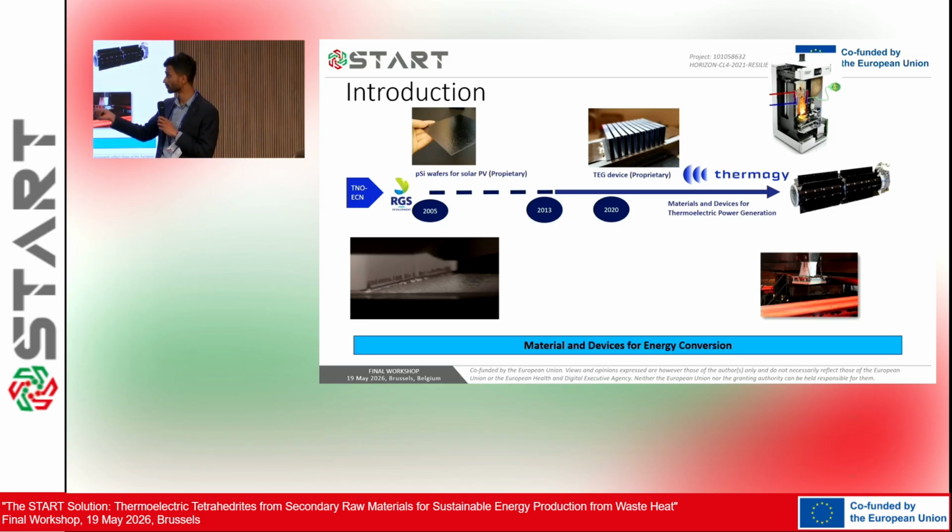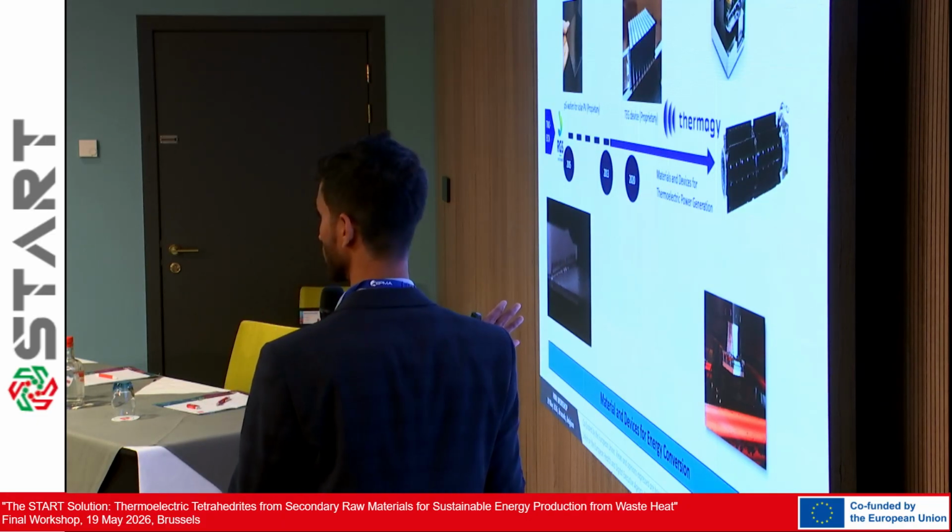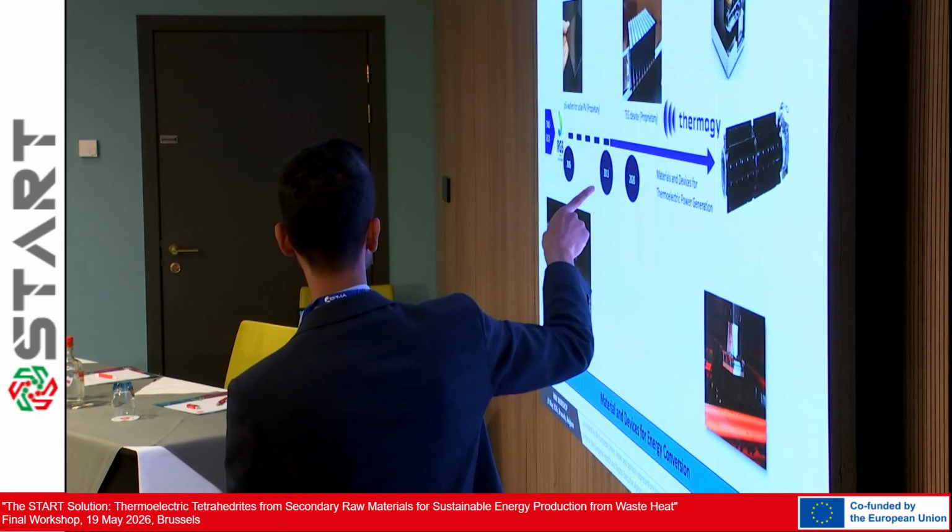We were formerly called RGS, which is also the acronym for the type of process we had patented to make our materials: the ribbon growth on substrate method that was developed at TNO-ECN, the Energy Center of the Netherlands. Since then, we initially focused on silicon-based materials for solar photovoltaic devices, but in 2020 we pivoted towards thermoelectric generator devices.